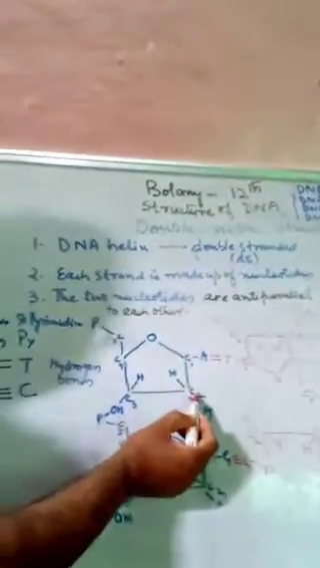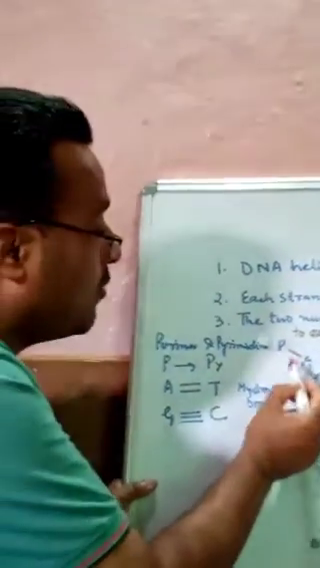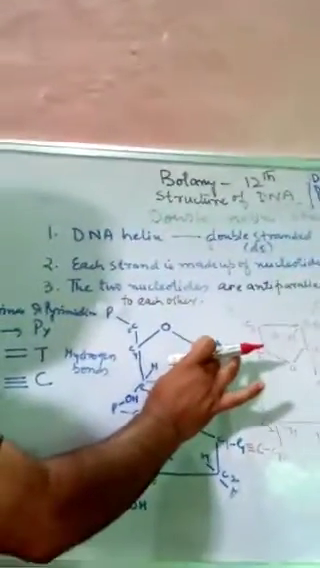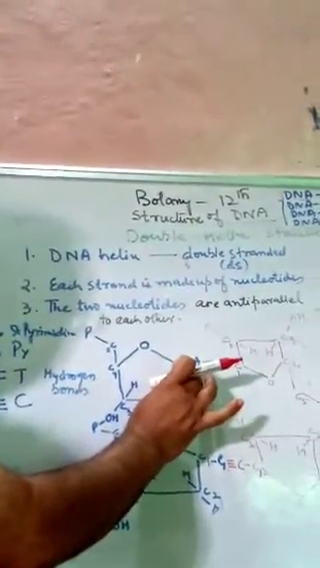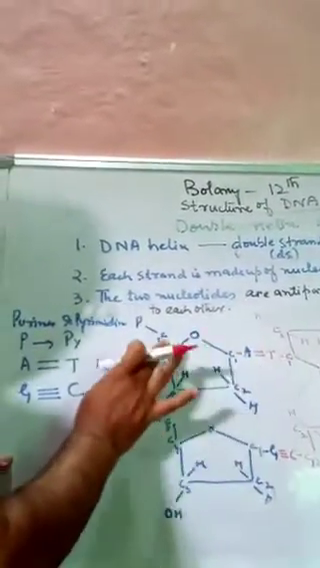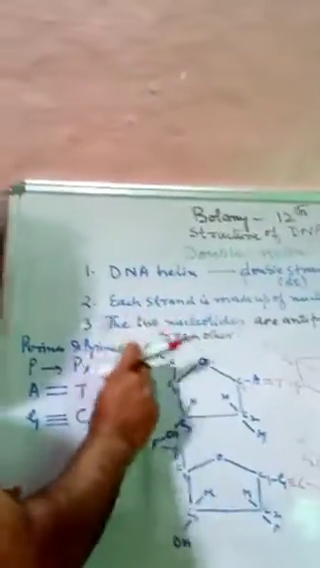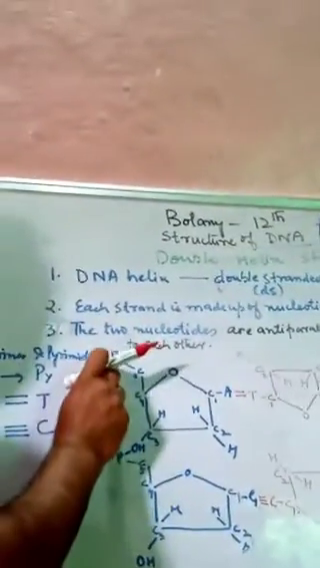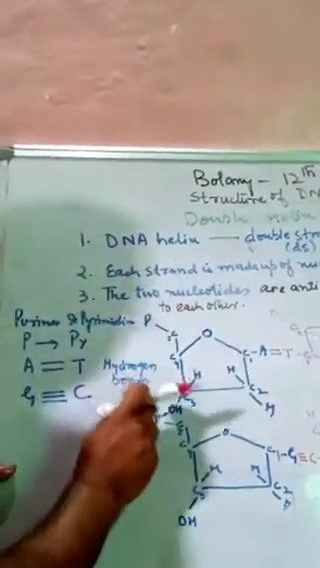This chain has carbon first, carbon second, carbon third, carbon fourth and carbon fifth. At carbon first, we see there is a nitrogen base attached by means of a bond, that is the glycosidic bond. Now this fifth carbon is attached with the phosphate group by means of a bond, that is the phosphodiester bond.